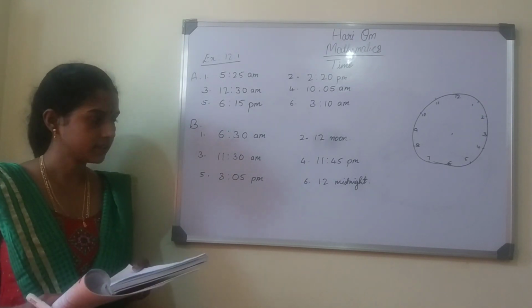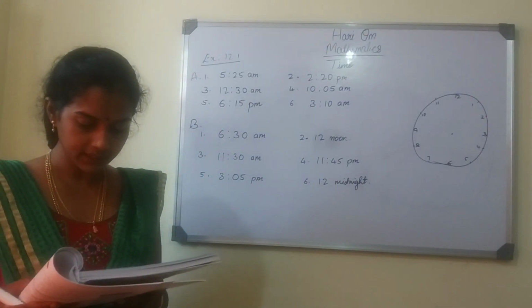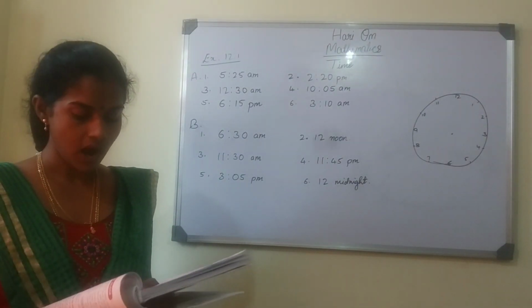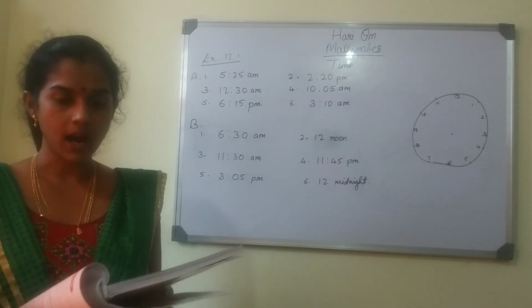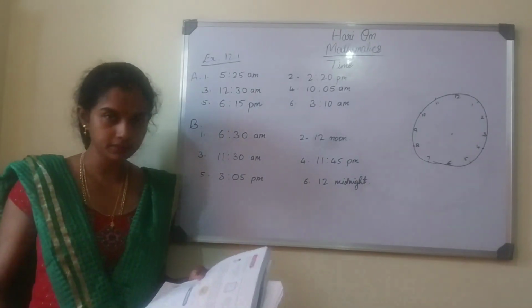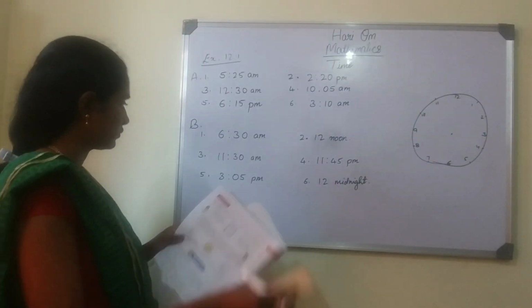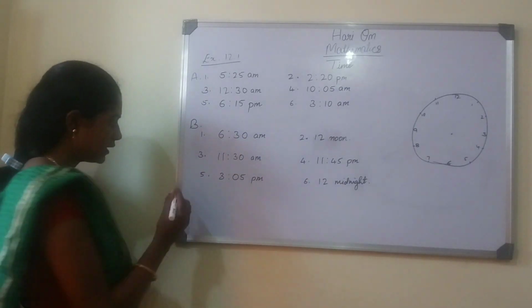Copy down this. Now let us go for the C main. Write the time 1 hour after. Okay, write the time 1 hour after. So have you all completed this, children? Okay, so let us write it here. C main.